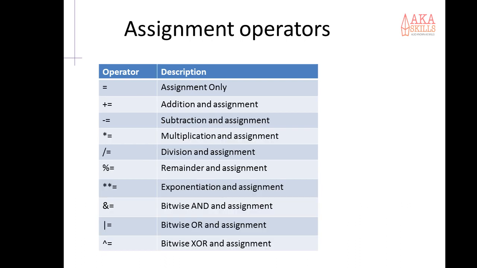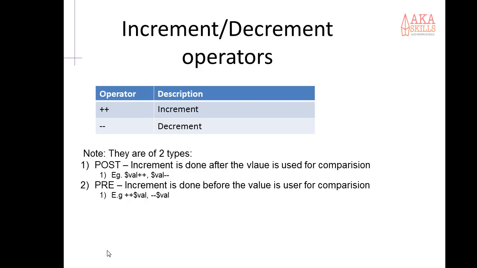Assignment operators are used for assigning values. We have seen this multiple times, but with assignment you can also do an addition and then quickly assign. The way we write this is plus and equal to. Similarly, all the basic arithmetic operators can be used with the assignment operator. Along with that, you have the bitwise AND, OR, and XOR operators also.